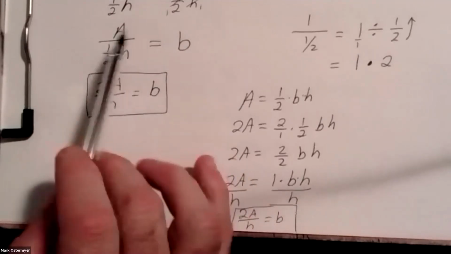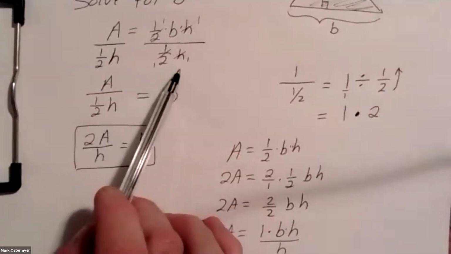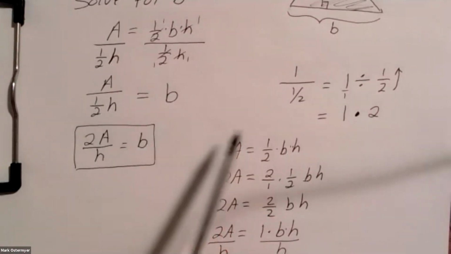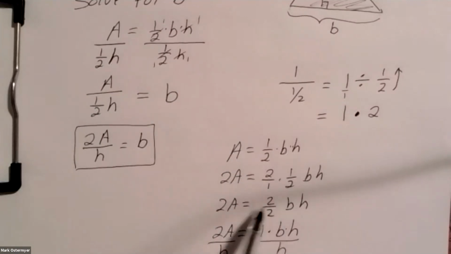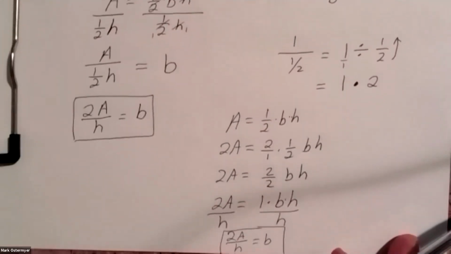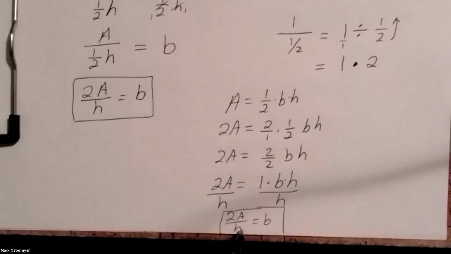So whether you choose to divide both sides by 1/2 H or multiply both sides by 2 first, both ways work. You'll get the same result for B. B is equal to 2A over H. So we have solved that formula for B. We have solved for B.